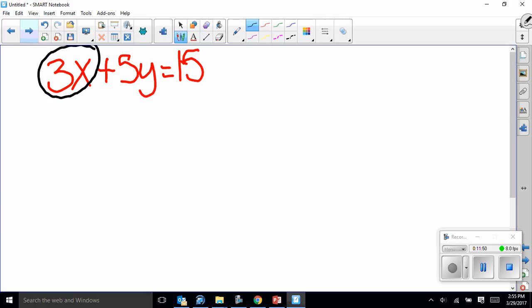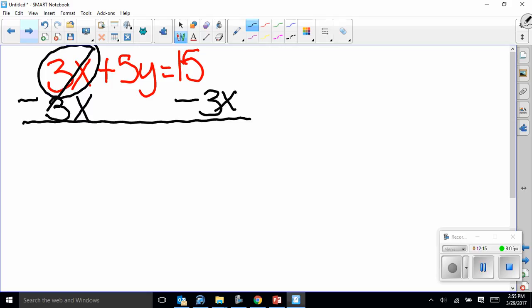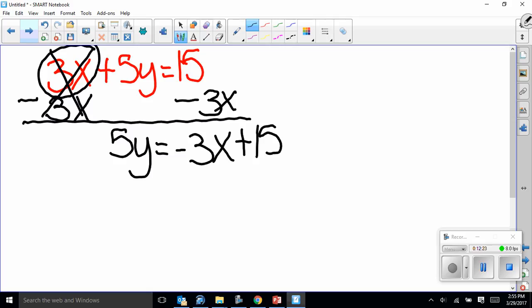So Angela just said it, but what operation are we going to use to move that 3x? Addition, subtraction, multiplication, division. Subtraction. So we're going to subtract it. If we subtract it from the left, what do we have to do to the right? Subtract it. That would give us 5y equals negative 3x plus 15. Right. Our goal is to put it in slope-intercept form, and our slope and x come before our y-intercept, so that we can divide.